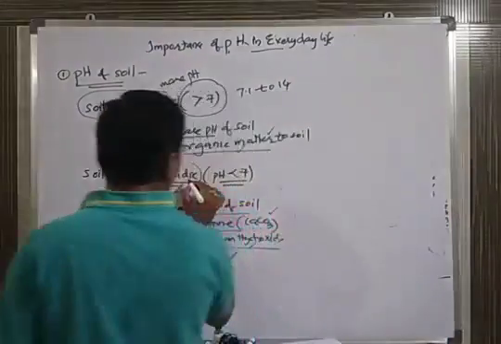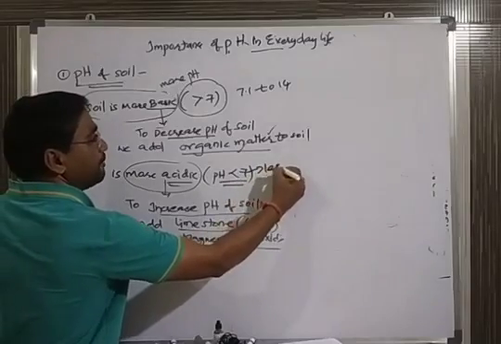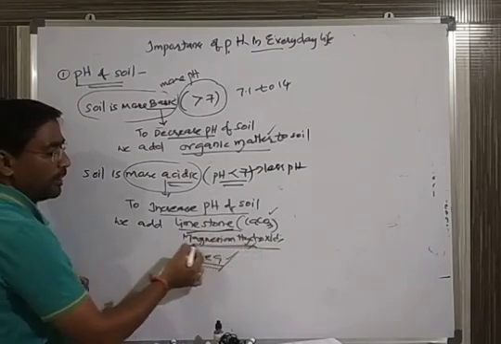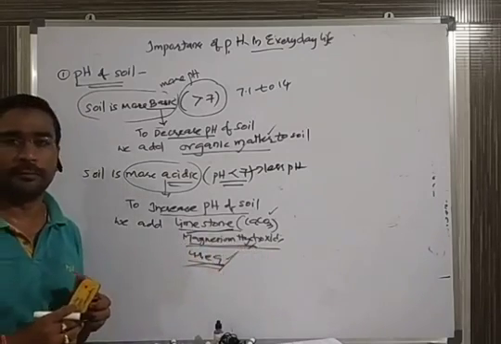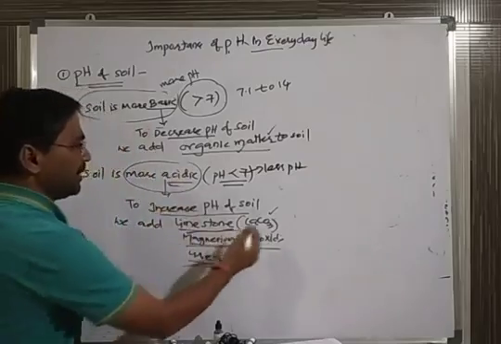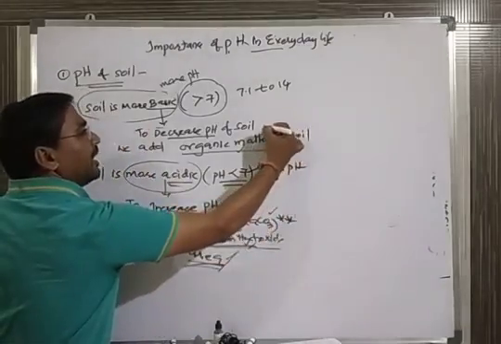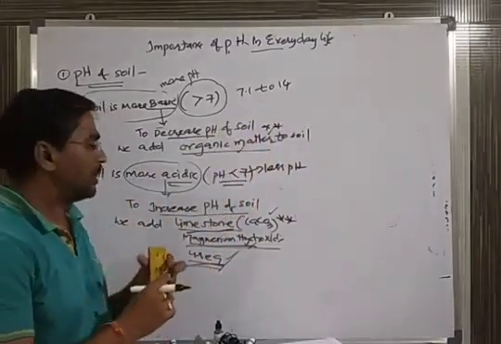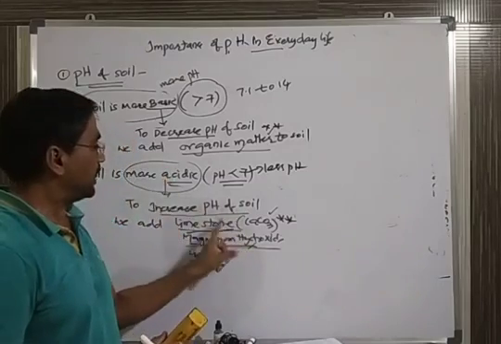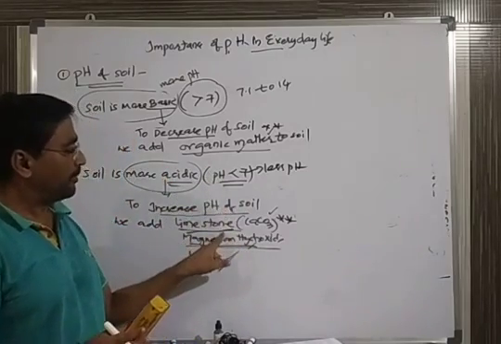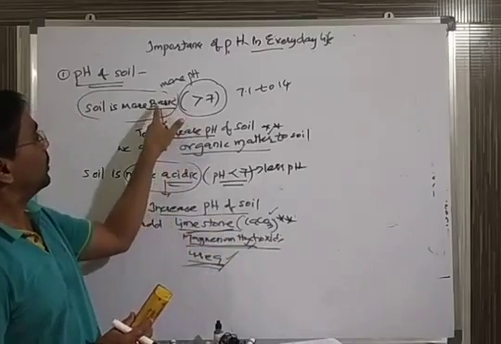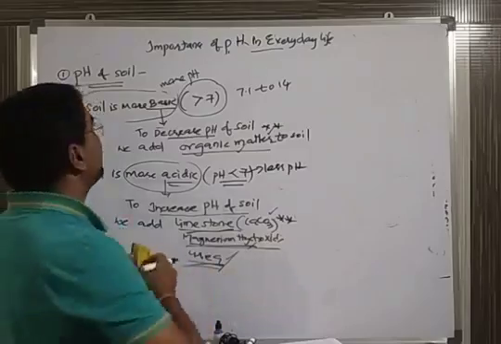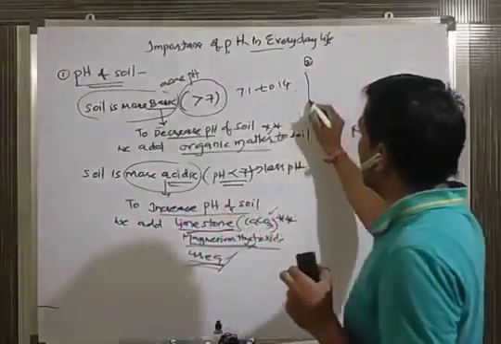If the soil is more acidic, means it has a lower pH, to increase the pH of the soil we can add limestone or magnesium hydroxide or urea. Anything you can add, but mostly we add limestone. Here, what do we add? Organic matter. Whenever it is asked for one mark, it's a one word answer, so you can write one word. To increase the pH of the soil, we add limestone. To decrease pH, we add organic matter. So this is the first importance of pH in our daily life.